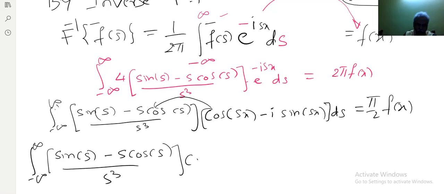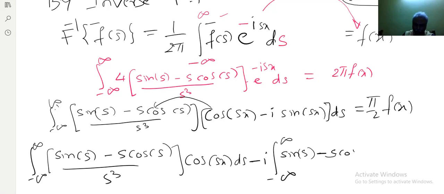Once you multiply by cos function, ds, minus i into one more integration, you multiply by sine here, which is sin s. To this whole thing you multiply by sine: (sin s minus s cos s) divided by s cube into sin sx ds. Everything will go to pi by 2 into f of x.